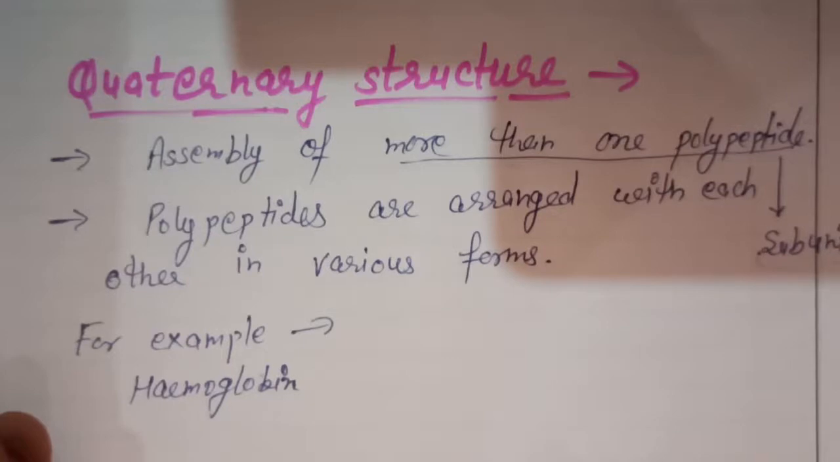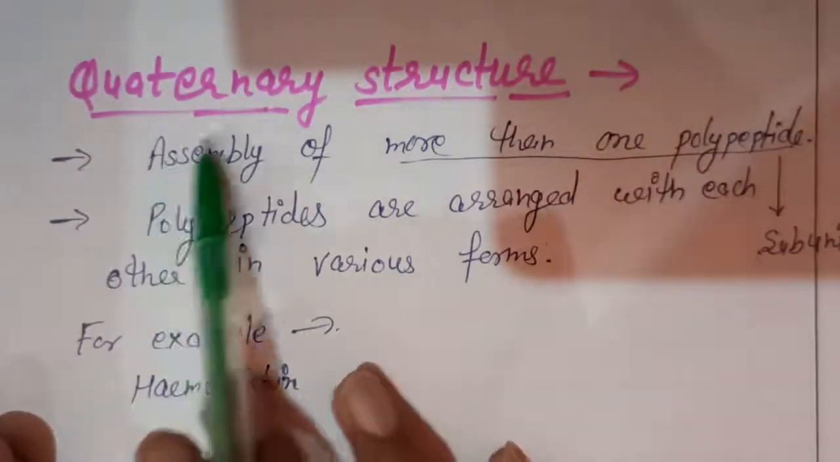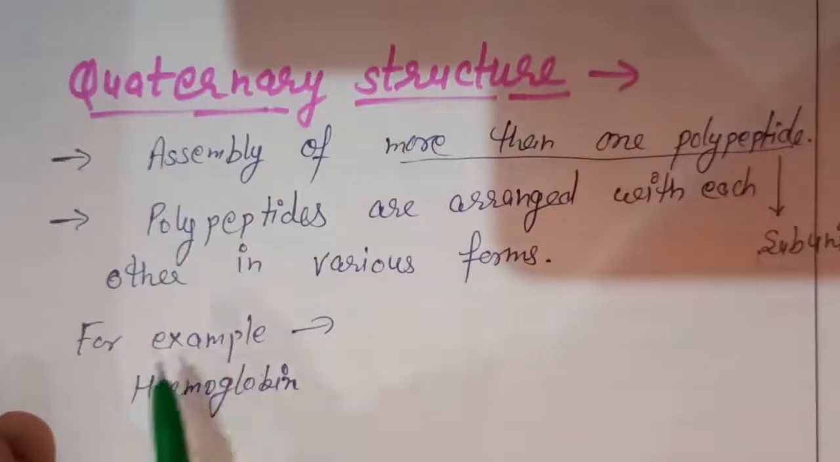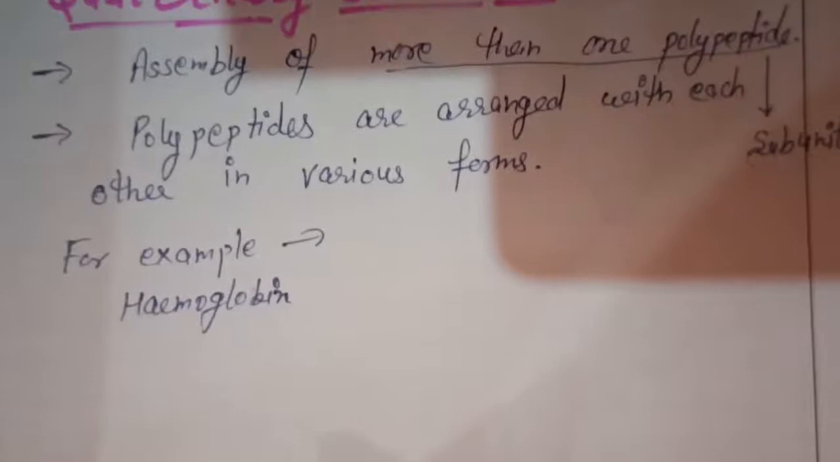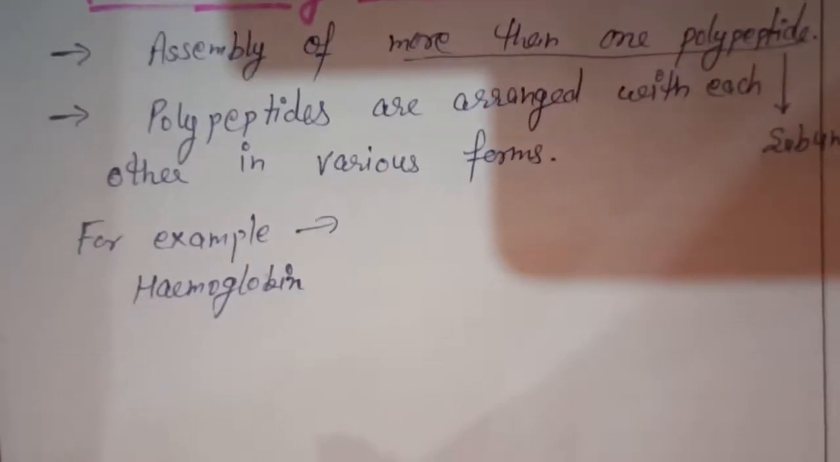There can be a form of sphere, there can be linear string-like form. Okay, so various forms will be there. Now we can understand the quaternary structure with the help of one example, that is hemoglobin. You know about hemoglobin. It is found in our RBCs, in our blood, you can say.